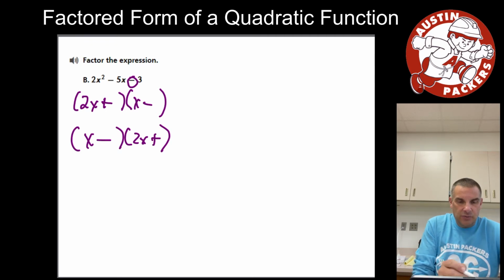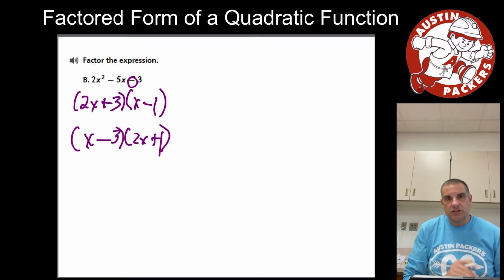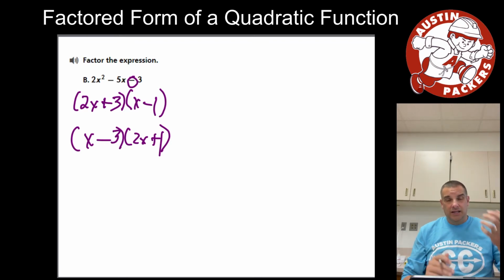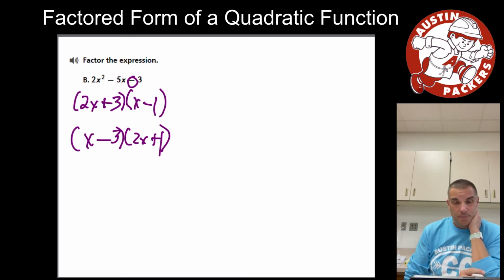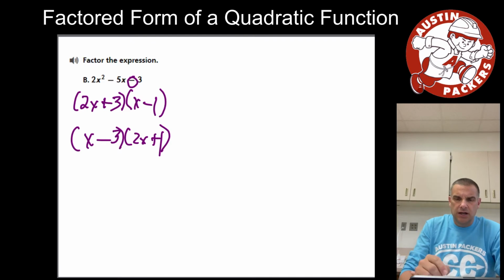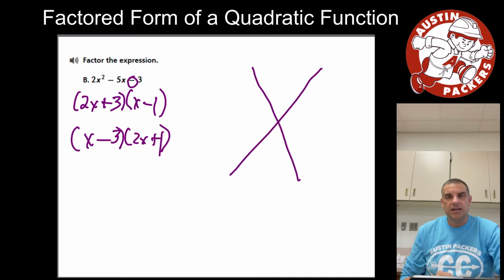And now you've got 3 and 1, so they got to multiply to be 3 and add together to be 1. Well, maybe it's minus 3 and plus 1. And you got to kind of guess your way through and figure out, re-FOIL these and figure out actually which one of these works. And one of them does. But we can use the X method instead.